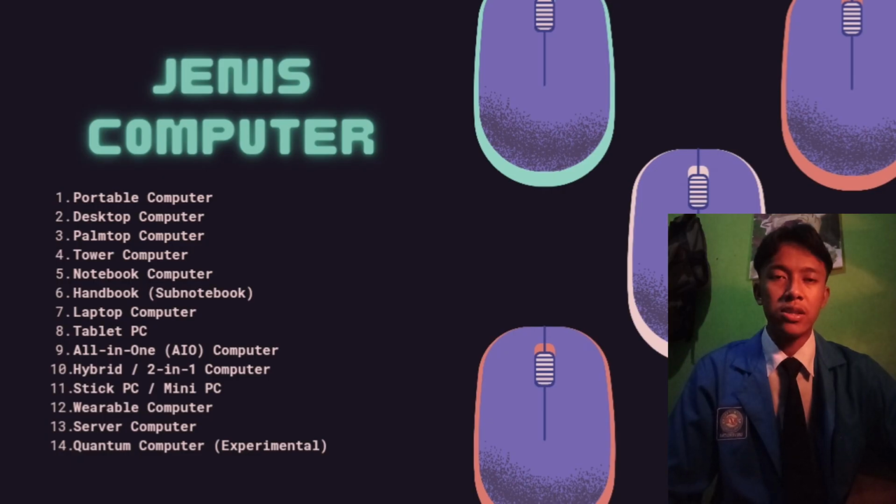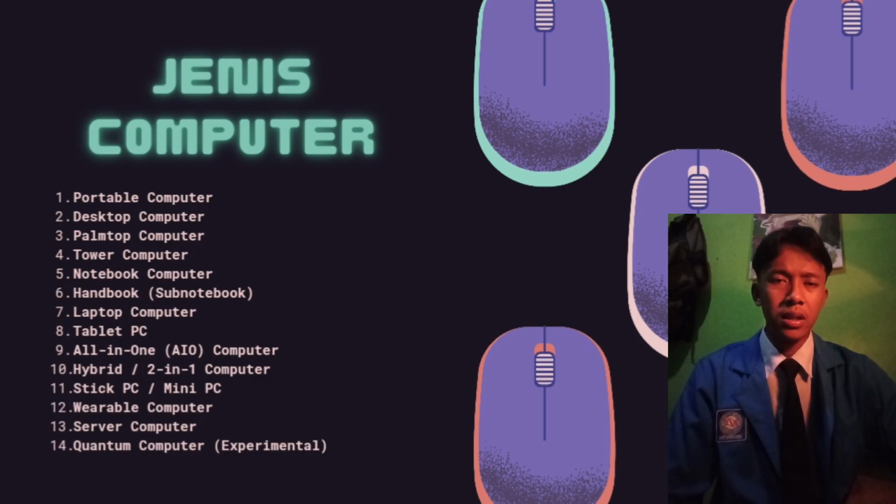Number 2, desktop computer. A desktop computer is a computer that is designed to be placed on top of a desk. This type of computer features a CPU that is separate from the keyboard and monitor. Number 3, laptop computer. A laptop computer is a small handheld computer. This type of computer has become very popular since the rise of smartphone.